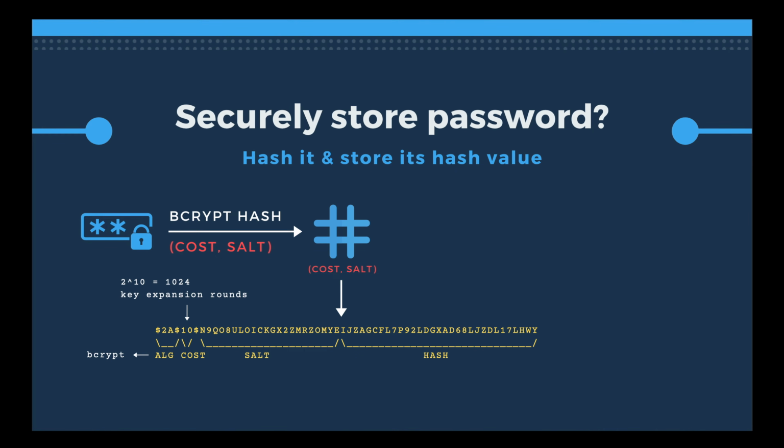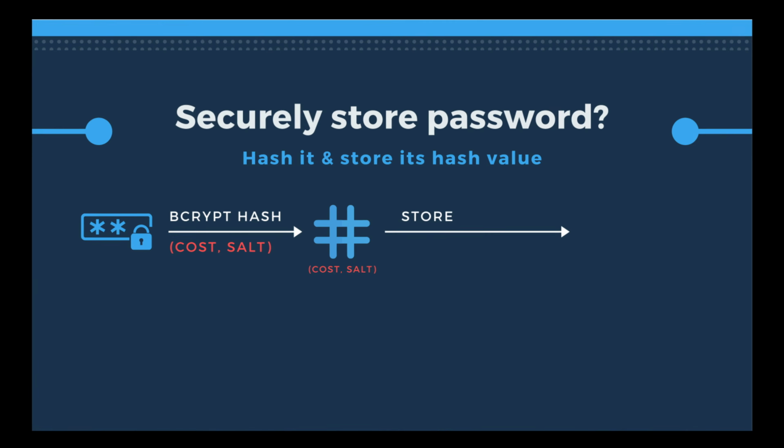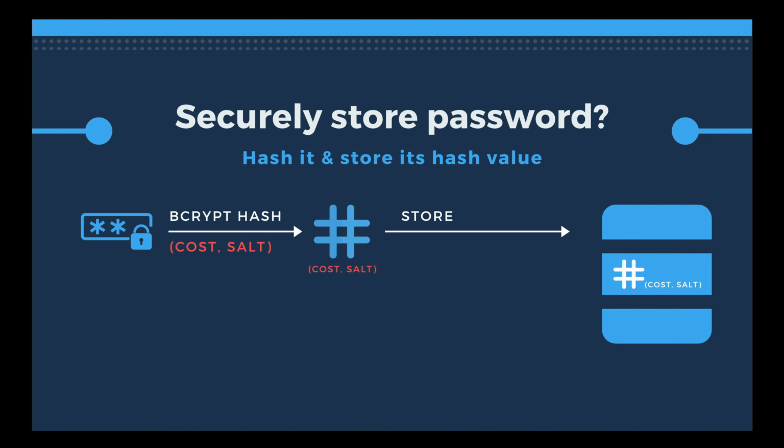The third part is a salt of length 16 bytes or 128 bits. It is encoded using base64 format, which will generate a string of 22 characters. Finally, the last part is the 24-byte hash value, encoded as 31 characters. All of these 4 parts are concatenated together into a single hash string, and it is the string that we will store in the database. So that's the process of hashing users' passwords.